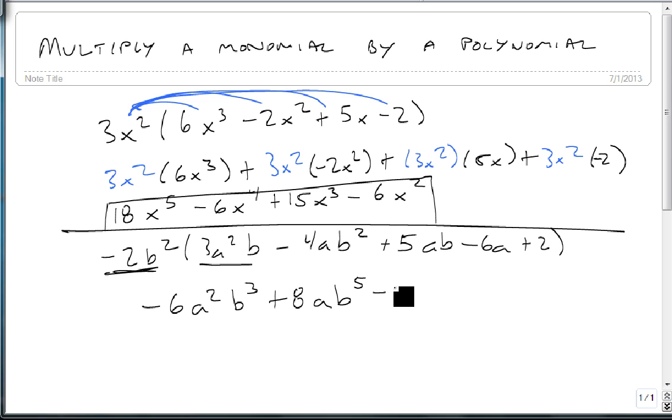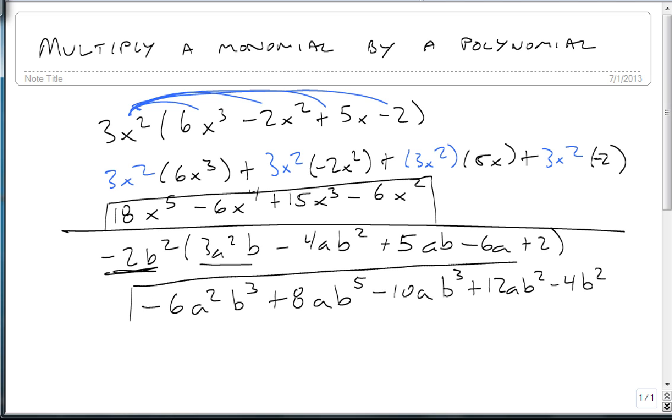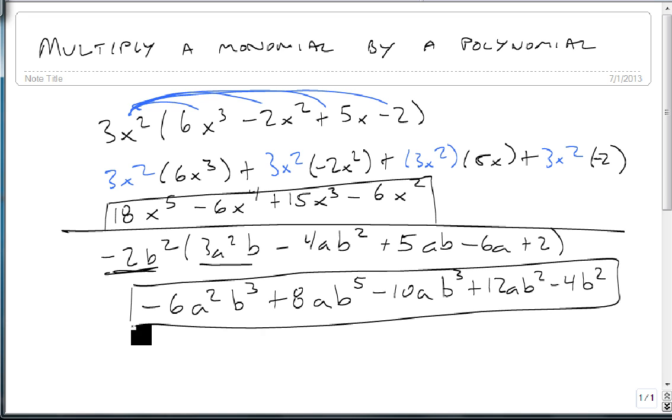Negative 2 times 5 is negative 10. A, b squared times b is b cubed. Negative 2 times negative 6 is positive 12a b squared. And negative 2 times positive 2 is negative 4b squared. And this as a whole gives us our answer.